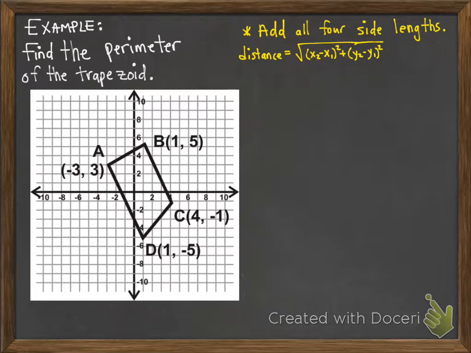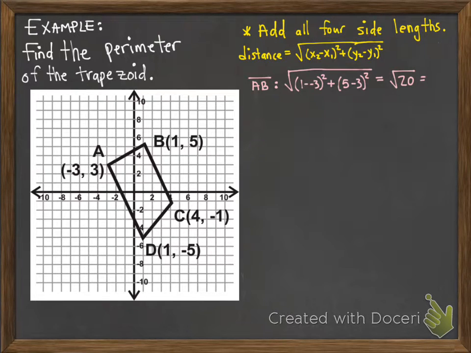We're going to do each side one at a time, starting from A to B. From A to B, we have the points -3, 3, and 1, 5. We plug those into our distance formula, and then we simplify inside to get square root of 20. Don't forget, if you're using a calculator, that the parentheses are very important and you need to type those in.